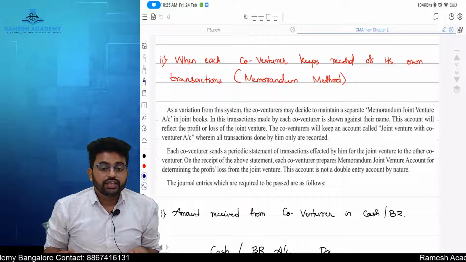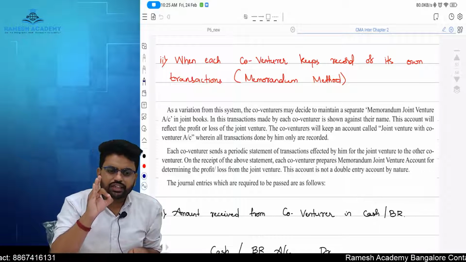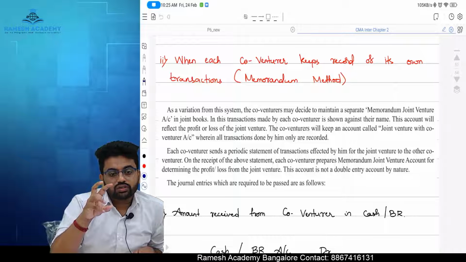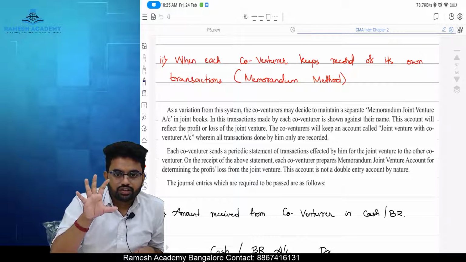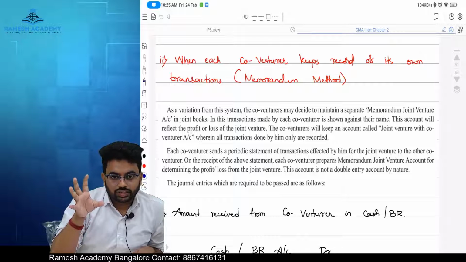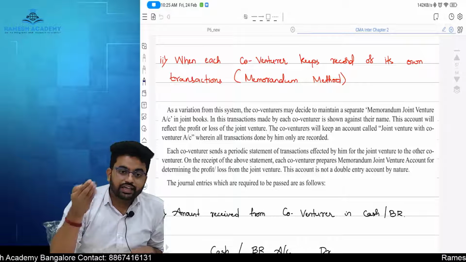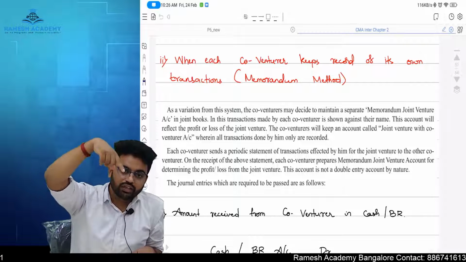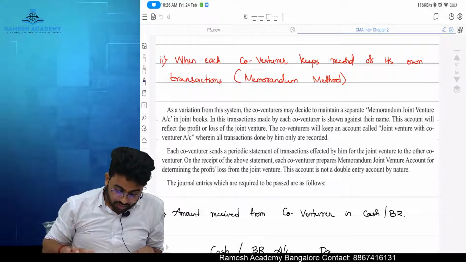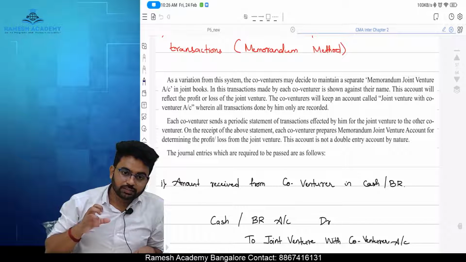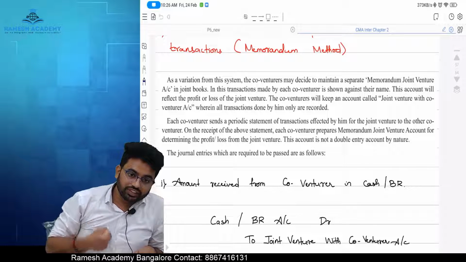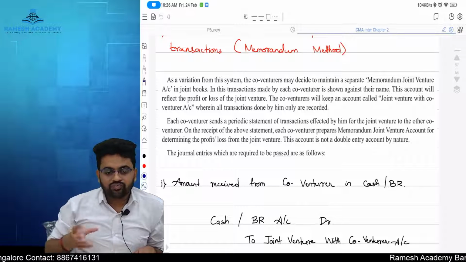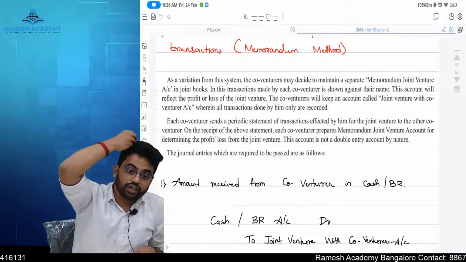So each and every co-venturer will record whatever it might be, income or expense relating to the joint venture. They will maintain one account called joint venture with co-venturer account. In that they are going to record everything relating to the joint venture. At the end of the period, when they get the details of account from the other co-venturer, they will prepare a memorandum account by debiting all the expenses, including the expenses paid by him and also by the co-venturer, and crediting the incomes, including the incomes received by him and also by the co-venturer. There they will ascertain the profit, and that profit they will transfer to the joint venture with co-venturer account.